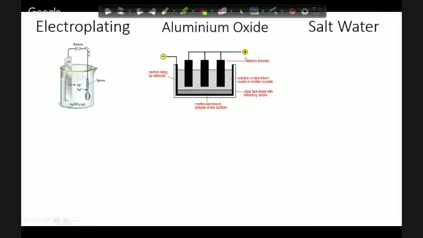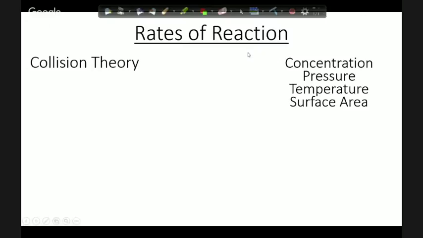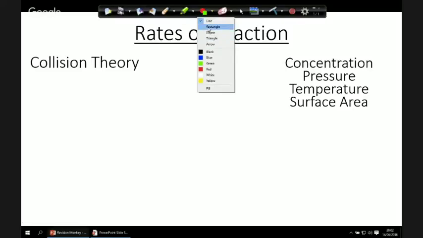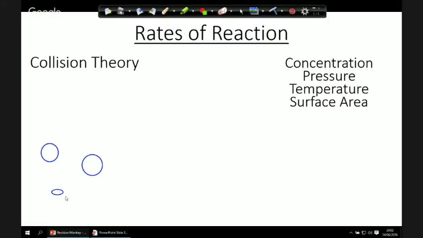Moving on then to rates of reaction and talking about things colliding together. So let's talk about why reactions happen in the first place. Well, let's draw a couple of particles here that can react with each other. Now those particles, just by the fact that they're moving anyway, will maybe collide with each other.